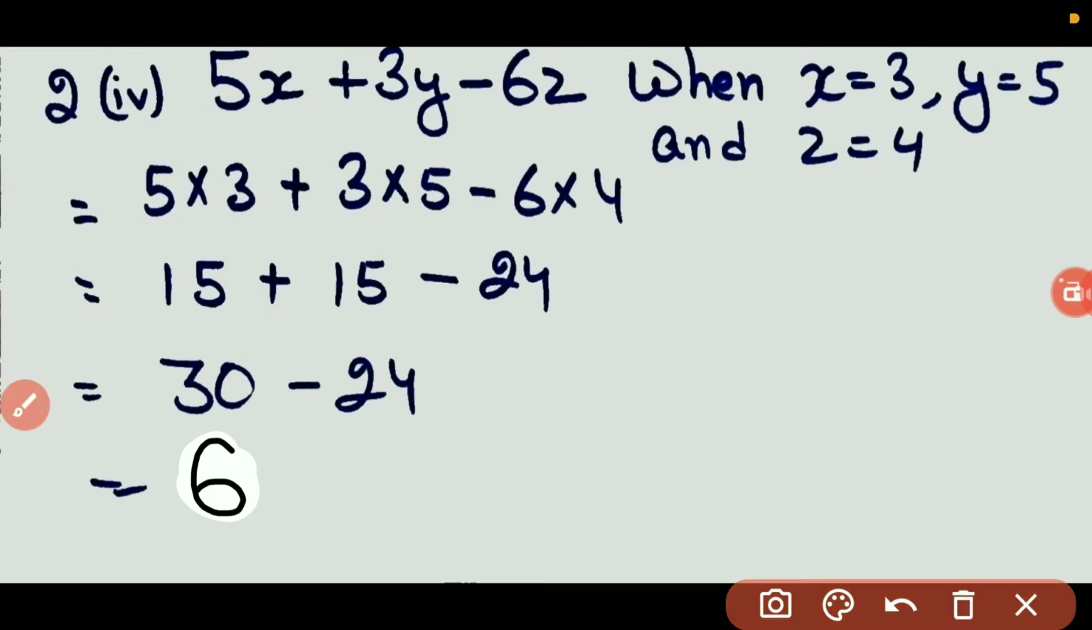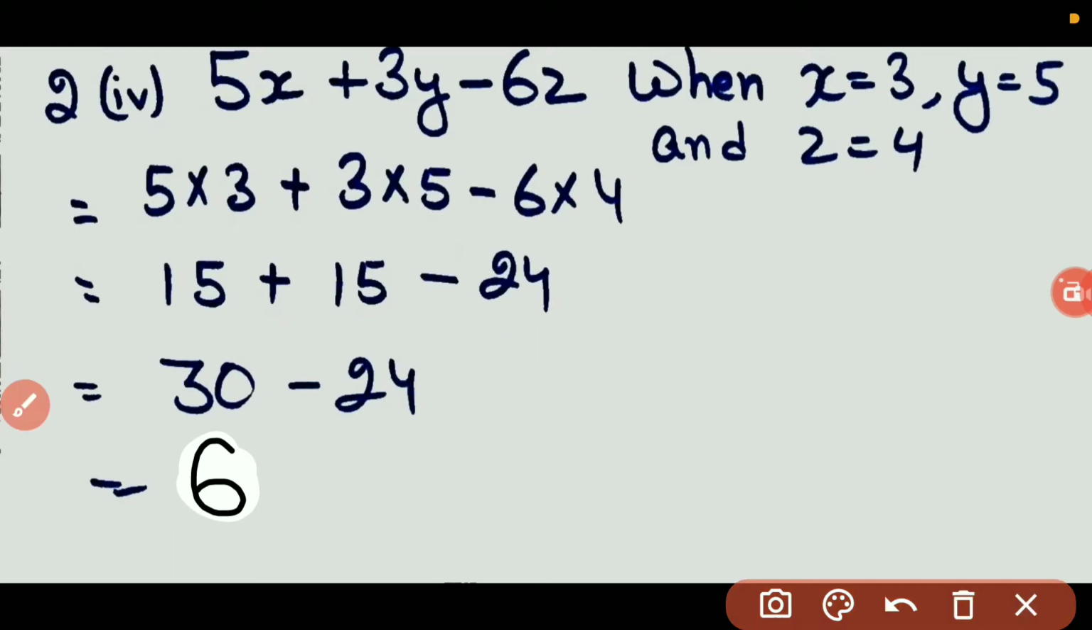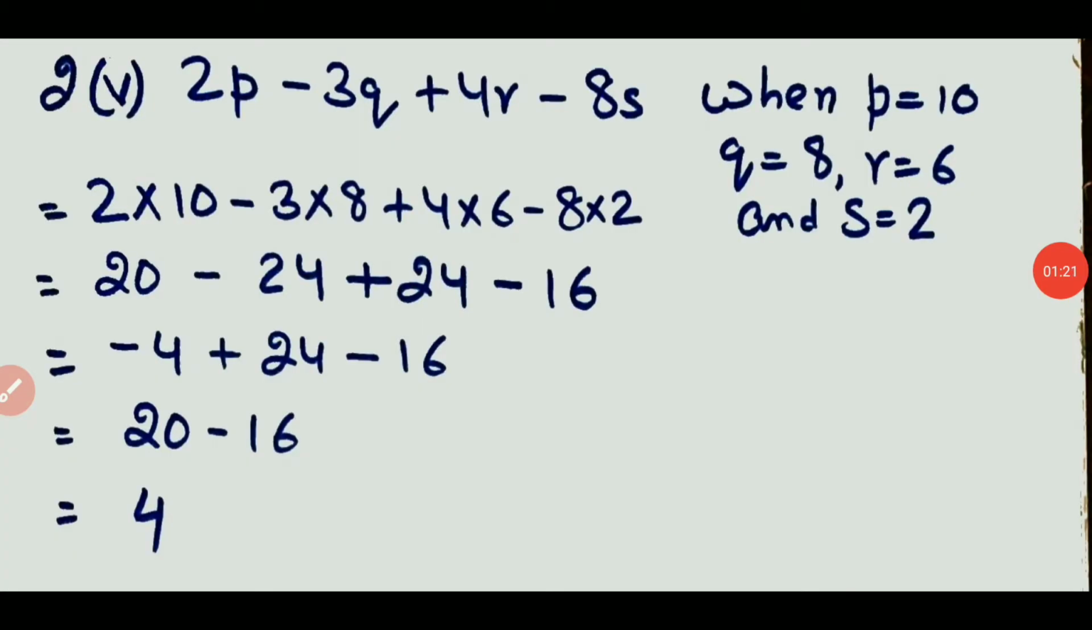So further solving it, 5 into 3 shall give me 15, 3 into 5 shall also give me 15, and 6 into 4 shall give me 24 with the respective signs. So plus sign comes here and the minus sign comes here. Now 15 plus 15 shall give me 30 minus 24. Now 30 minus 24 shall give me 6. This is how we are supposed to do number 4. Now let us go to the next question. Coming to question number 5.